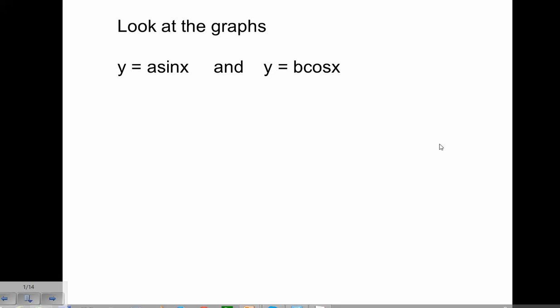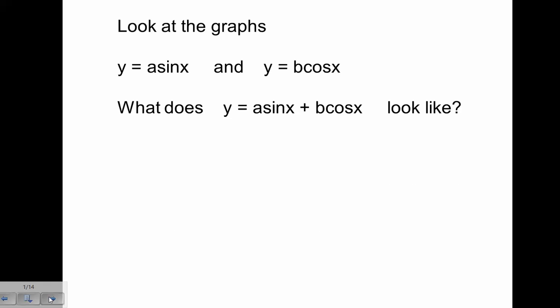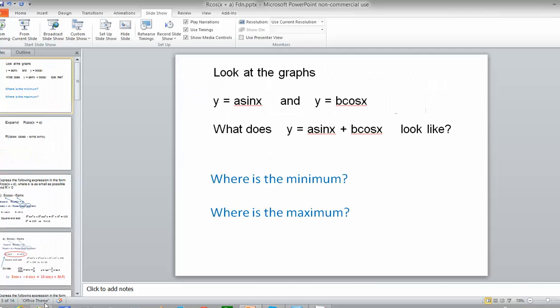Let's look at the graphs of y equals a sine x and y equals b cos x. And then let's have a look at what we would get if we added those two graphs together. So y equals a sine x and b cos x.